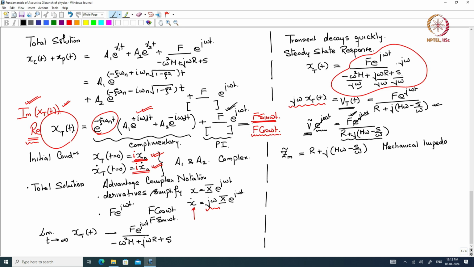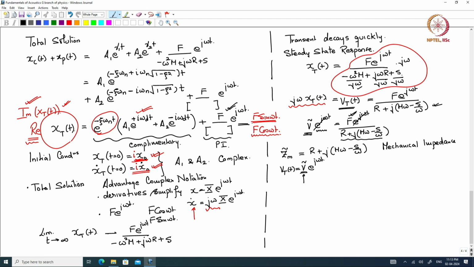This entity is called the mechanical impedance. So, what is the mechanical impedance? It is the velocity amplitude v tilde, which is my total v(t) with some amplitude in front of e to the power of j omega t. So, I am referring to the amplitude as in v tilde over here.